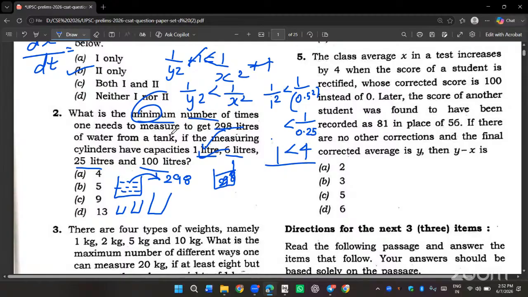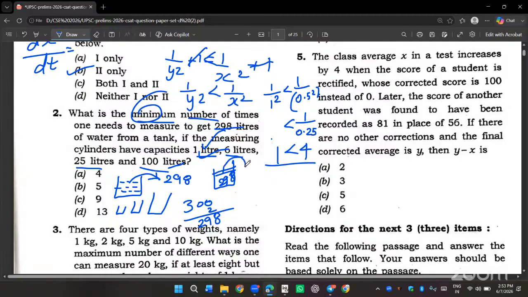But here it is minimum. What can I do? I take the maximum size cylinder. So I can take water 3 times from this, and I will get 300 liters. It is not matching. So in this case, what do we have to do? I have to reduce 2 liters from this. For that only, they have given the 1 liter cylinder. So I take 300 liters of water.